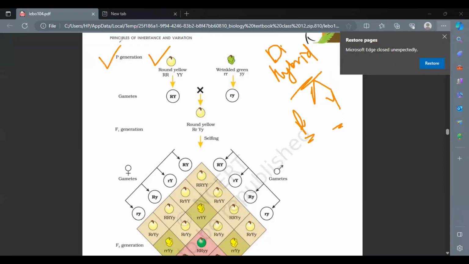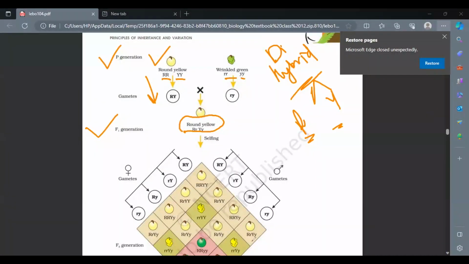So what is a parental generation? It's true breeding, and it is RR and YY, meaning round and yellow. Another one is wrinkled and green, so you have small r and small y. Now, the law of segregation, what does it say? In the formation of the gametes, you have two gametes formed, R and capital Y. And wrinkled is going to show you small r and small y. The F1 generation is going to show you both the dominant characters, that is round and yellow are visible. Till here, I think it's clear in your mind.